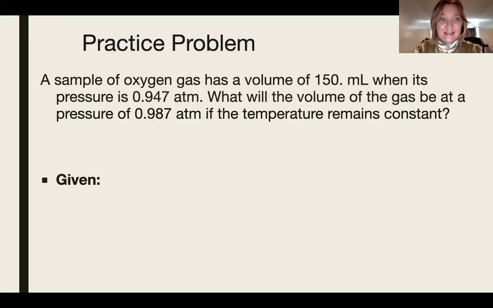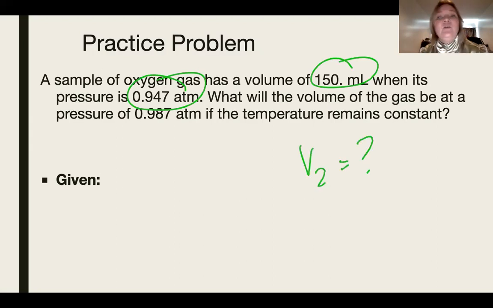So let's practice. A sample of oxygen gas has a volume of 150 ml when its pressure is 0.947 atm. The big chore for you guys is to be able to identify correctly what P1V1 and P2V2 are and which one you're supposed to solve for. What will the volume of the gas be? So that's V2. You're solving for V2, at a pressure of 0.987 atm if the temperature remains constant.